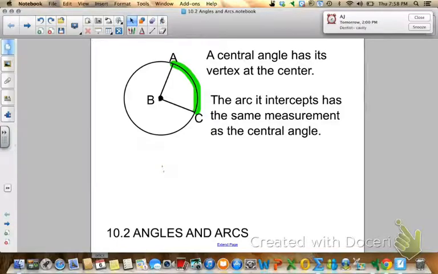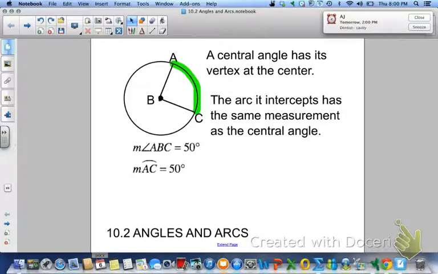Talk about angles and arcs today, and this is section 10.2 in your book. And the first angle we're looking at is a central angle, and it has its vertex at the center. And so we're looking at this angle ABC, where B is the vertex. This arc right here is the arc that's intercepted, and the unique thing about these central angles is that the measure of the central angle equals the measure of the intercepted arc.